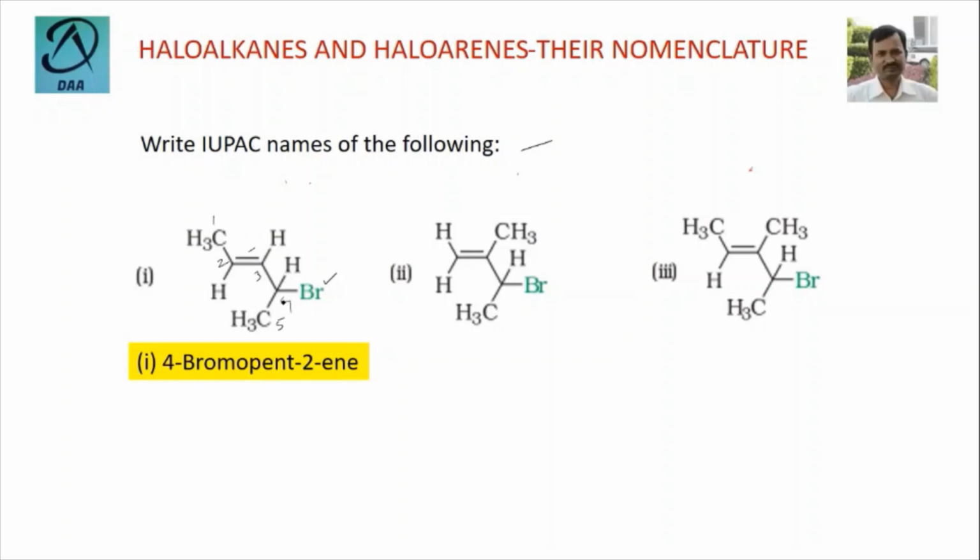So this is the longest carbon chain. There are 5 carbons in this longest carbon chain, so it is pentene. And in the second position, the double bond is there, so you have to give position 2. If a double bond is there, then we say pentene, ENE. And then the fourth position is the bromine atom, so 4-bromo-pent-2-ene. This is the full name as per the IUPAC system.